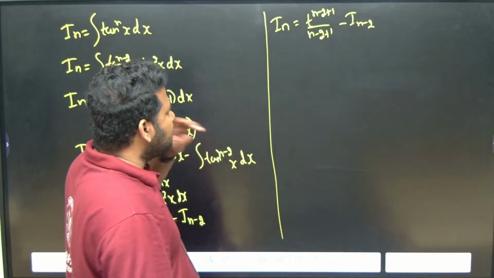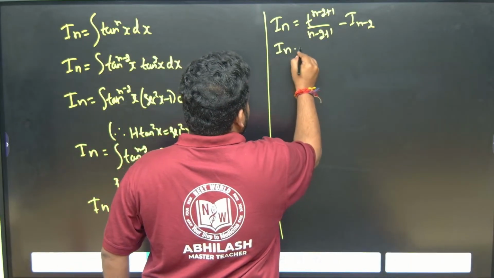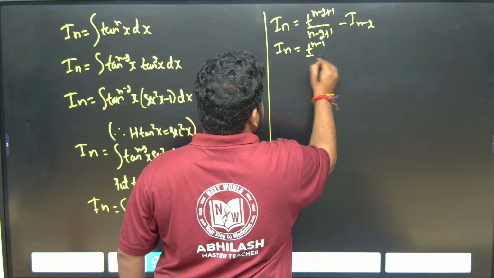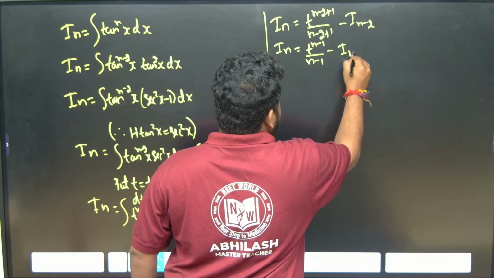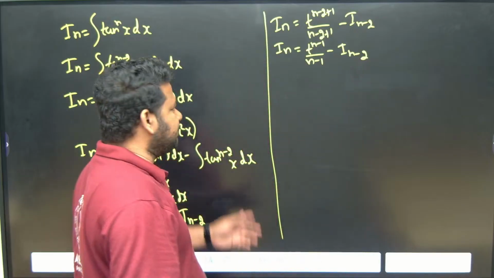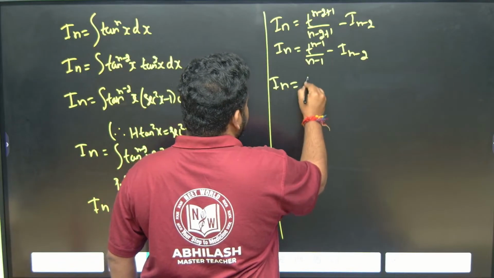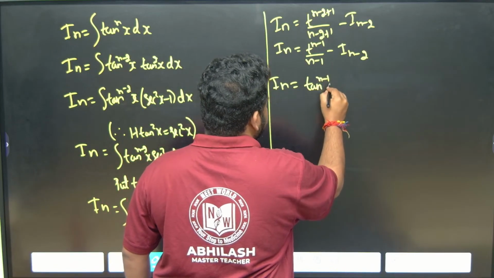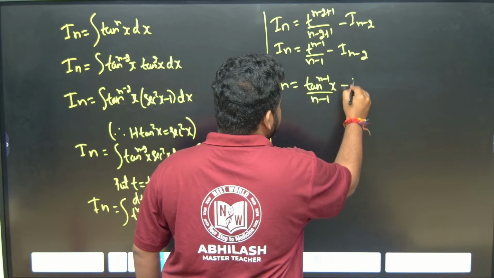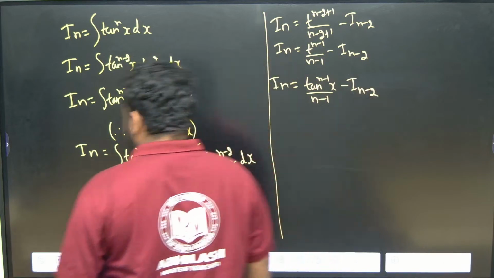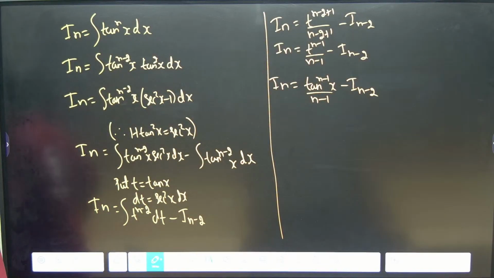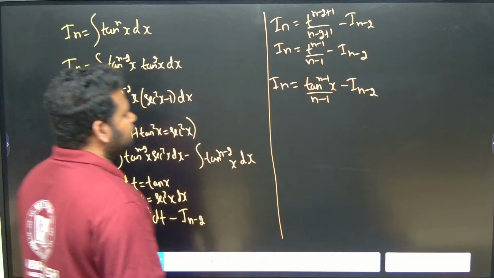Clear? Now let us further simplify this. I'll get n minus 2 plus 1 is n minus 1, so t^(n-1) by n minus 1 minus I_(n-2). Now we have to put the t value. What did we take? We took t as tan x. So I_n will be equal to tan^(n-1) x by n minus 1 minus I_(n-2). This is the reduction formula for tan x.